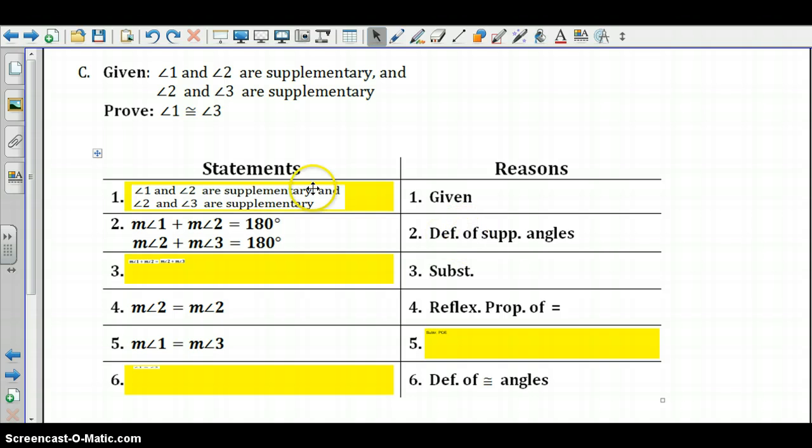The next statement describes that given information based on definition of supplementary angles. We tell further what supplementary means. That means measure of angle 1 plus the measure of angle 2 equals 180. The measure of angle 2 plus the measure of angle 3 also equals 180 degrees. That's all because of the definition of supplementary angles.